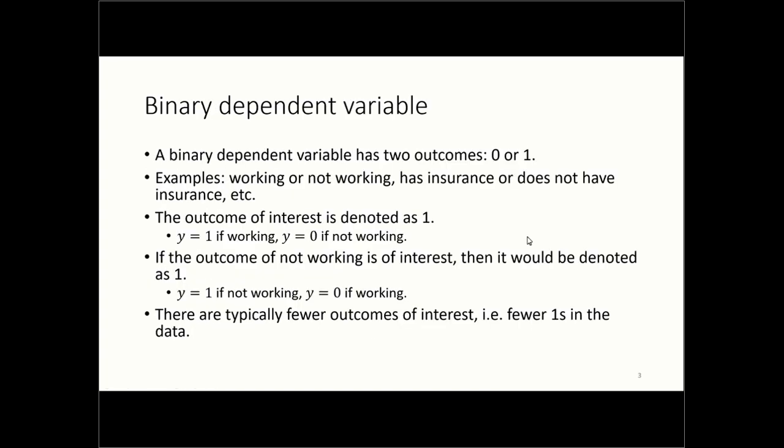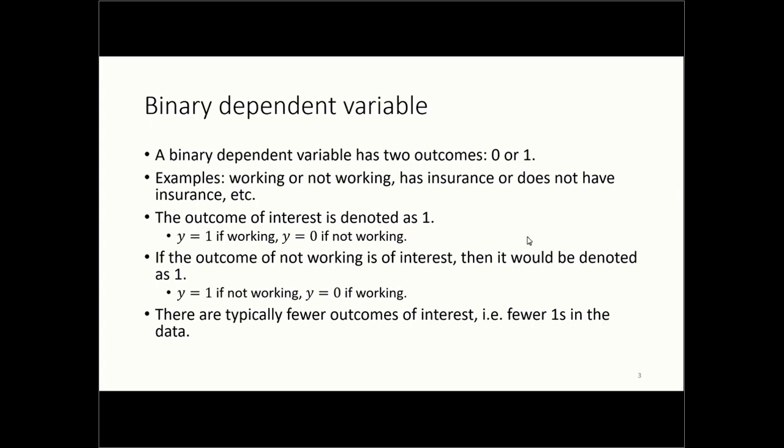So what is a binary dependent variable? That's a variable that has two outcomes, and it's conventional to denote them as either 0 or 1. Examples include a variable such as whether a person is working or not working, whether a person has insurance or does not have insurance, and so forth. Typically, the outcome of interest is denoted as 1 and the other outcome is denoted as 0. So y would be equal to 1 if working and y would be equal to 0 if not working.